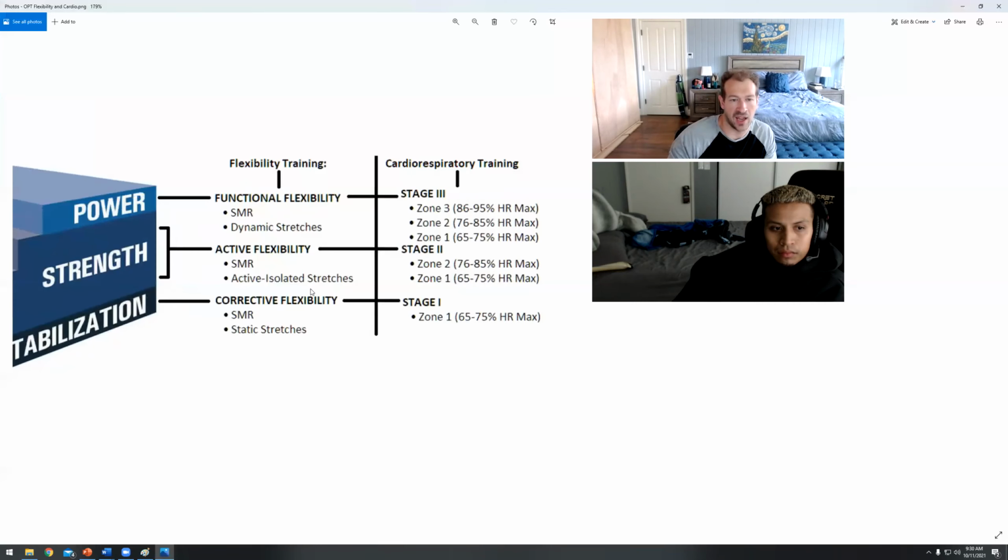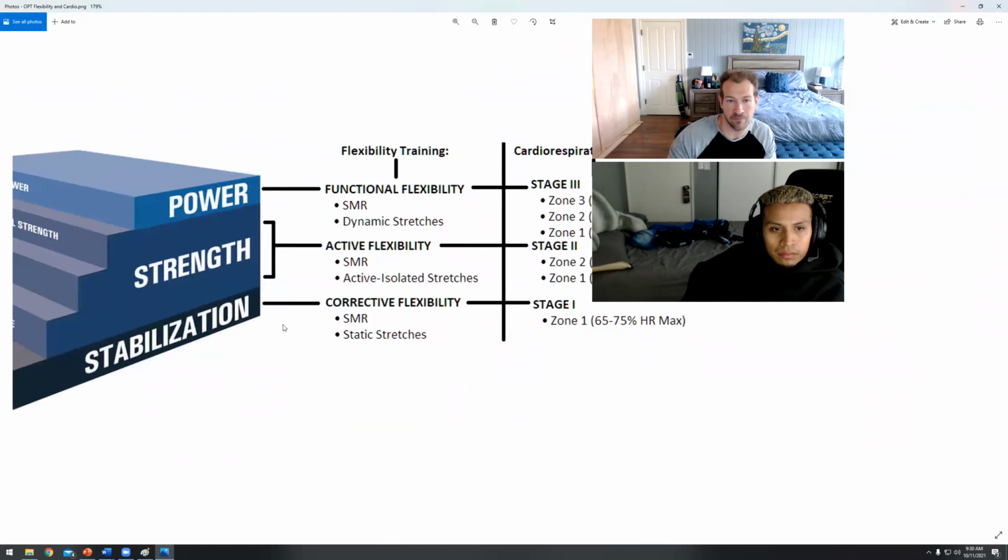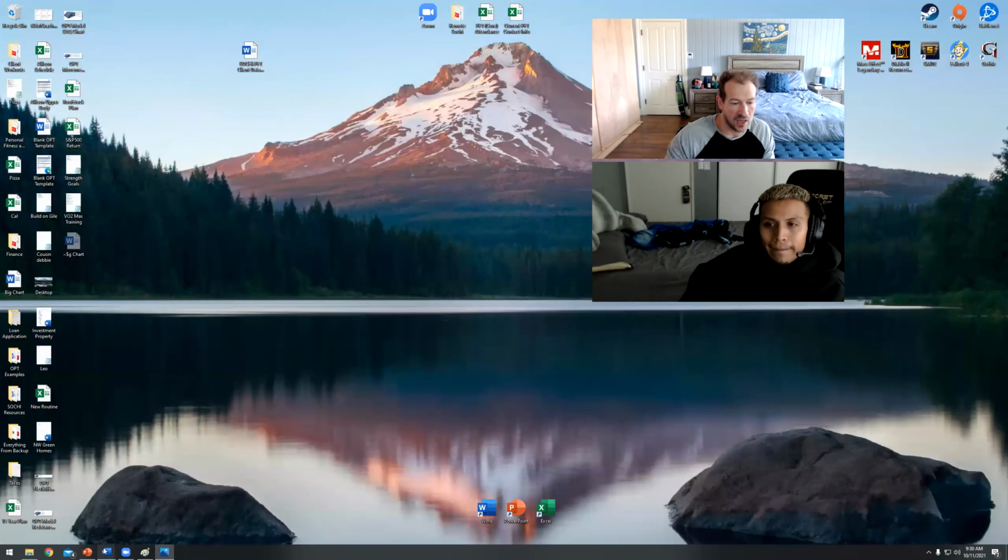Here's the type of stretches you're going to choose based on your client. So regular continuum, right? If your client's in stabilization, give them static stretches. If you have them in strength endurance, do active stretches. And if they're in power, you can do dynamic stretches. So normal continuum there. We're not really too worried about that.